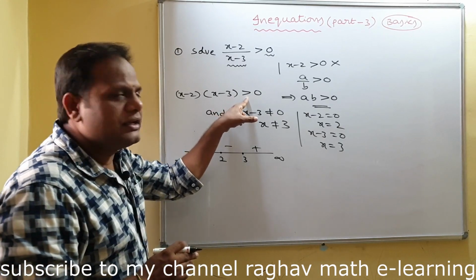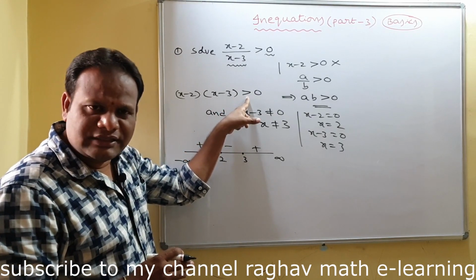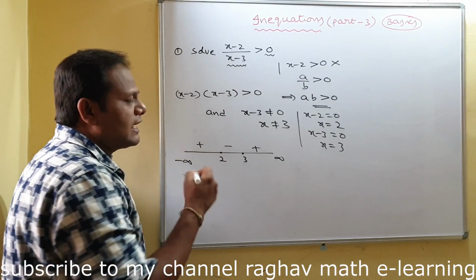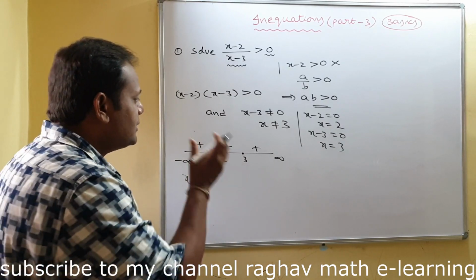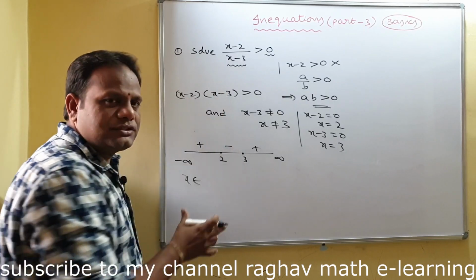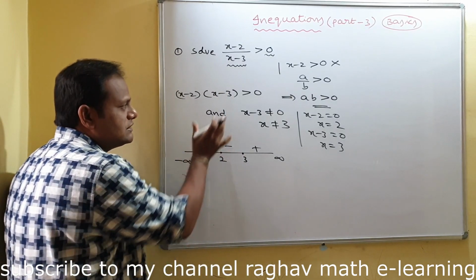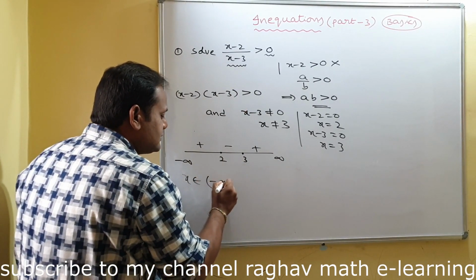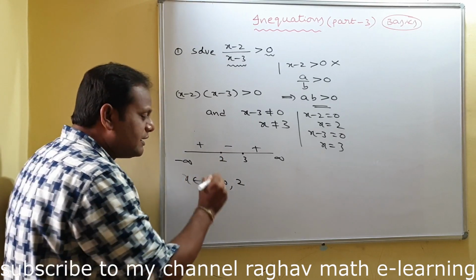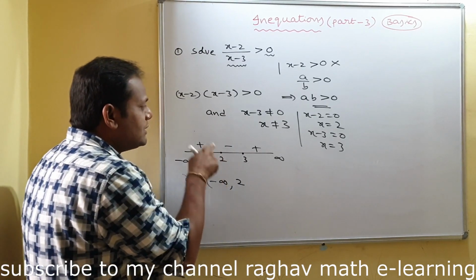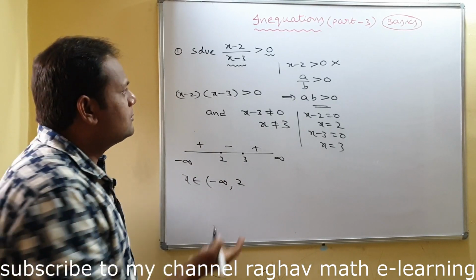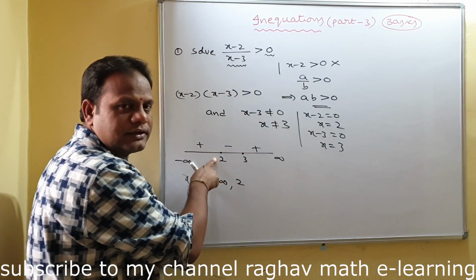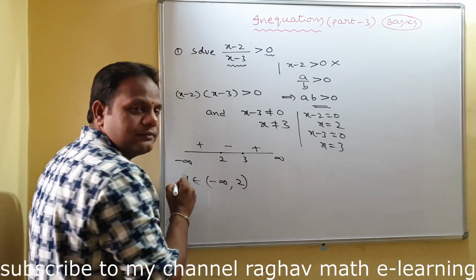What do we want here? Greater than 0. Greater than 0 means positive. So in what intervals is this positive? In this interval this is positive, and in this interval this is positive. So x belongs to minus infinity comma 2. But here we get one doubt. For 2, is it a closed interval or open interval? Only greater than 0, there is no equal to sign. So you can't take 2, so open interval.